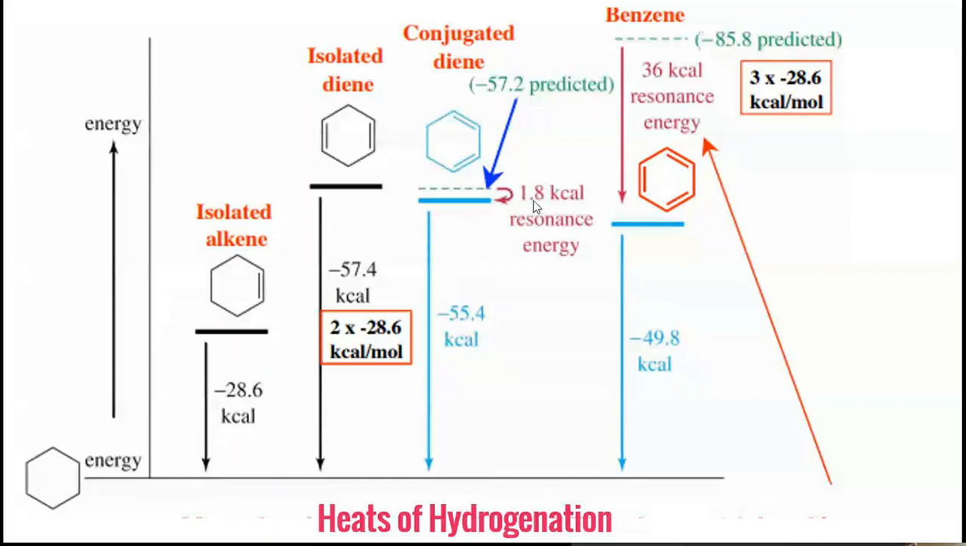There is 1.8 kilocalories less energy released, which is 55.4 (so it is 55.6 expected versus observed), which means the molecule itself has less energy and therefore it is giving away less energy. And that lesser energy indicates it is a stabilized molecule, and that is attributed to nothing but resonance energy. So cyclohexadiene, typically 1,3-cyclohexadiene, has a conjugated system and therefore resonance stabilization.